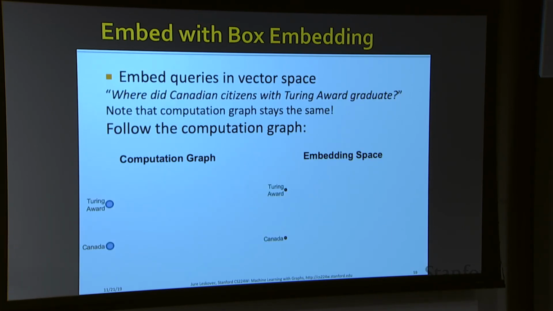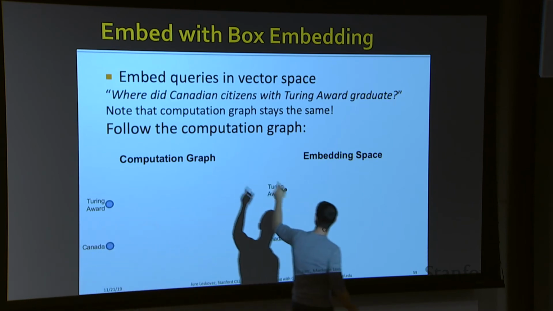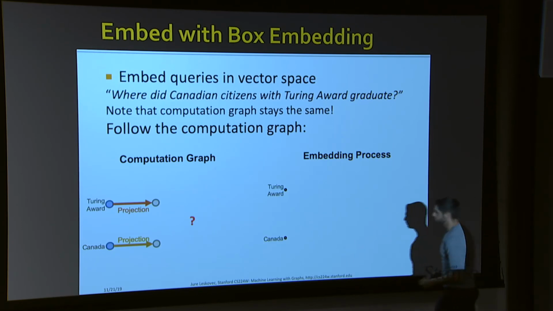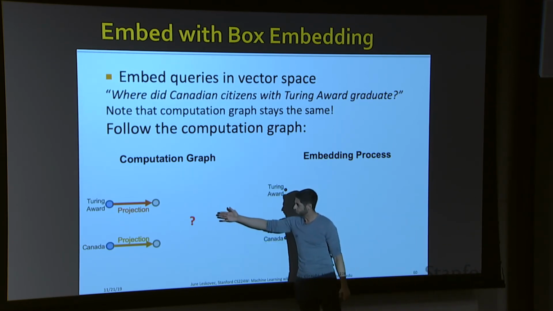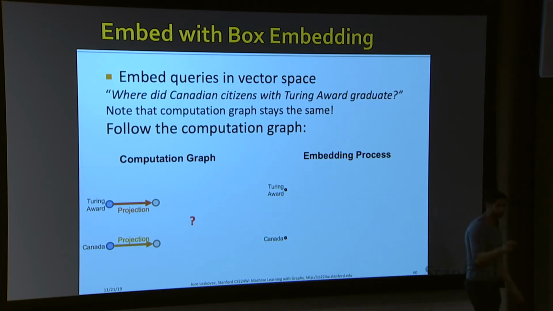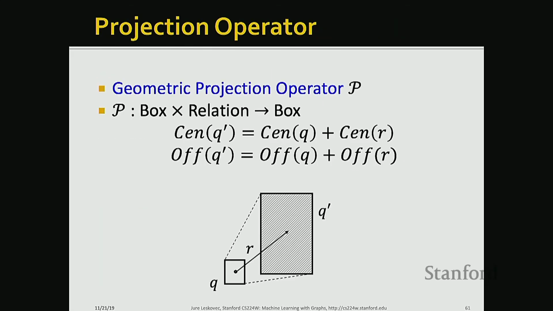Same example as before. Let's walk through the computation graph in embedding space, and let's see what happens now that we have boxes. The query is the same: where did Canadian citizens win with Turing Award graduate? So we have 2 anchor nodes. We start at the beginning. The first thing, if you recall, was how we do the projection. So things change already here. We said relations are no longer vectors. They're actually projecting boxes. So let's define what a box is. As we said before, we're going to have this projection operator, which goes from a specific starting box and a relation to a new box. And what happens here is a very easy operation.